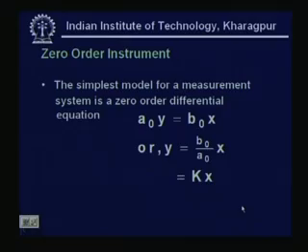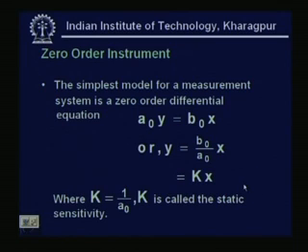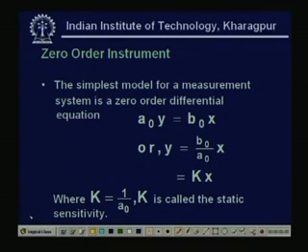So, this is our zero order instrument. You can see here the output y equals b naught by a naught multiplied by x, or equal to k x, where k equals b naught by a naught. I am sorry, this will be b naught by a naught, and k is called the static sensitivity of the system.